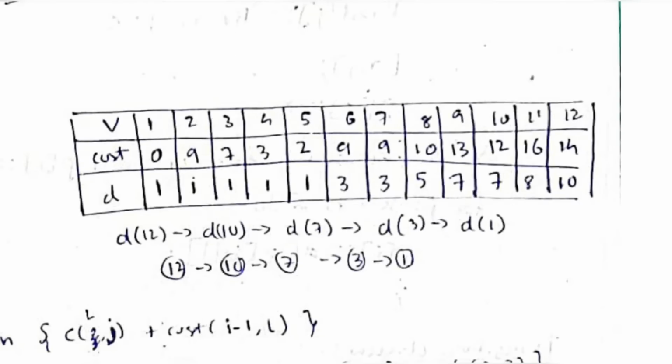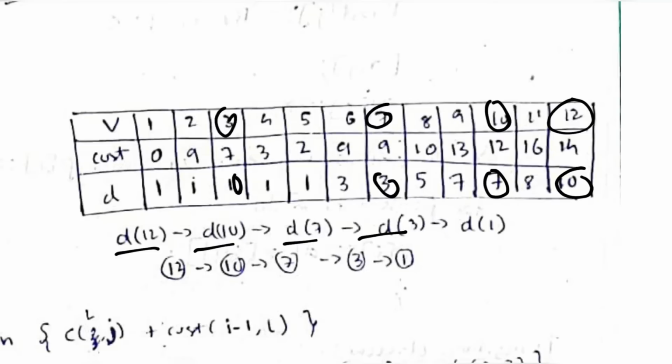Okay, don't get confused. So starting from 12, where we came to 12 from 10 we came, go to 10, 7. In that way we will see for 7 and 3. From 3 it is 1, so 1 is the last one. So this is the shortest path from the vertex 1 to 12.